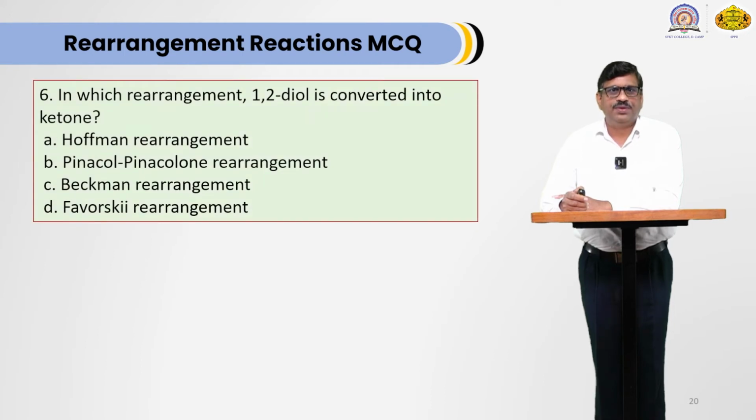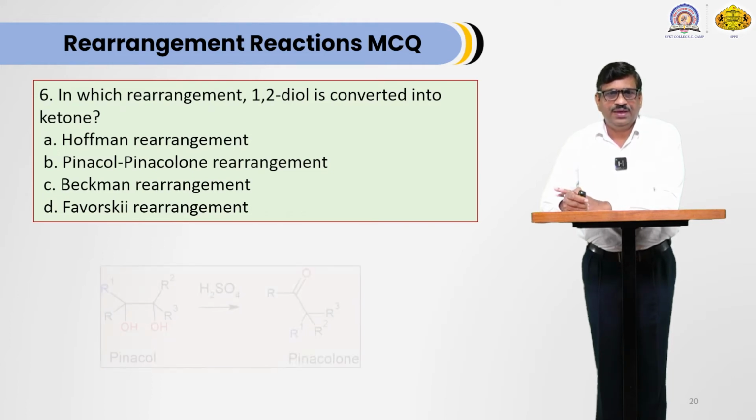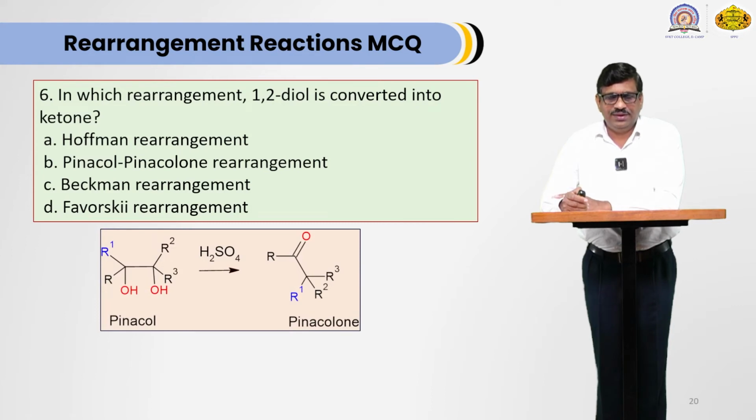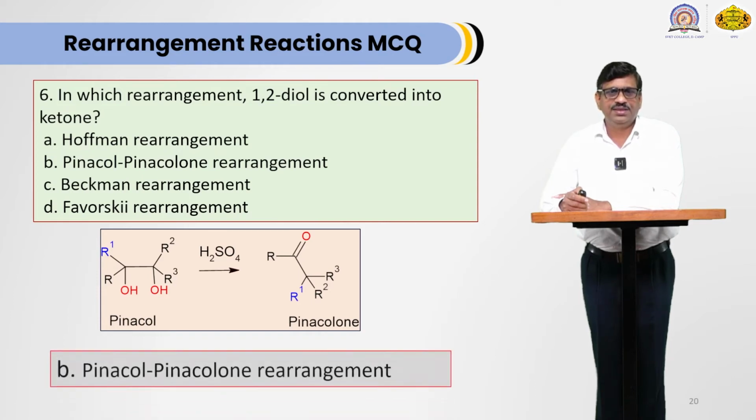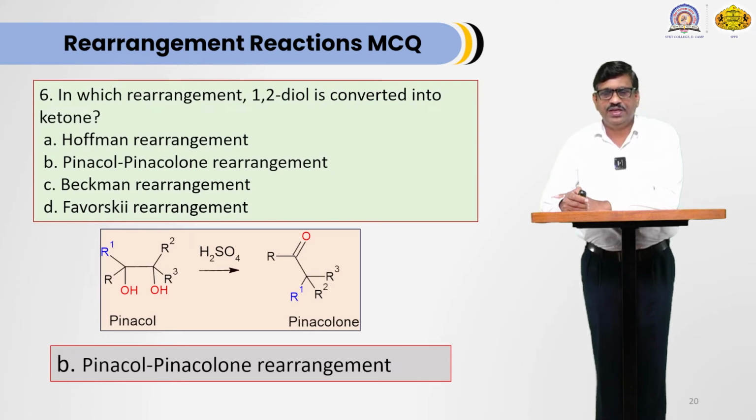Question number 6. In which rearrangement is 1,2-diol converted into ketone? It's very simple. 1,2-diol, that is vicinal diol, is converted to ketone in pinacol rearrangement. And this is the reaction. In this reaction, it is shown that 2 hydroxyl groups are present in the starting compound, and it is called 1,2-diol. When it is treated with acid, there is formation of the ketone as the product. Hence, the correct answer is pinacol rearrangement.